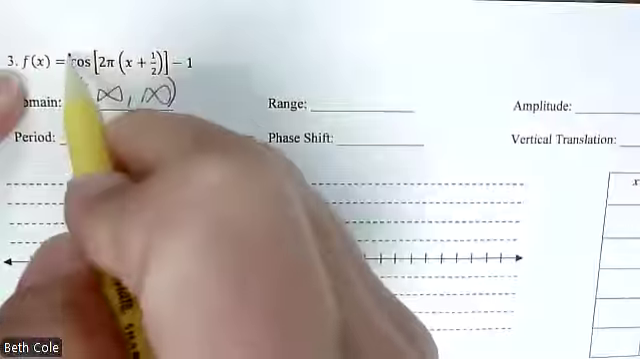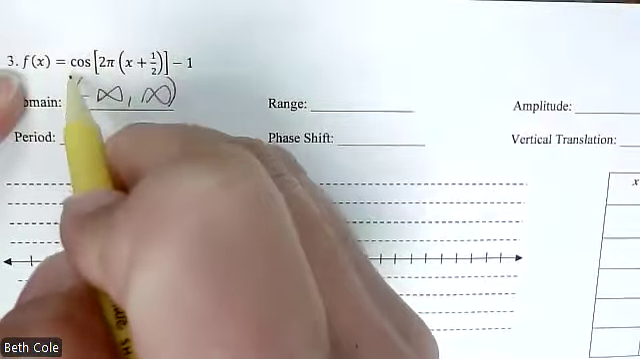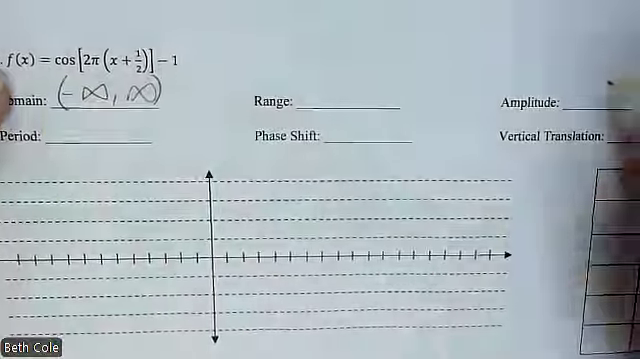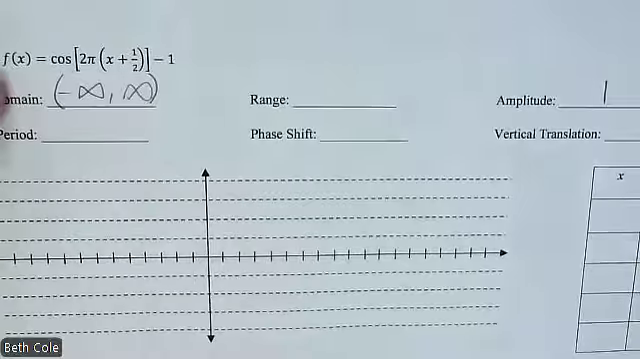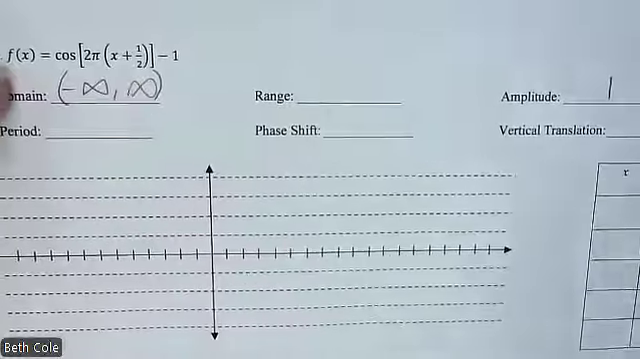Amplitude, what is in front of this right here? 1. Amplitude is not going to be none for sine or cosine. You have to have a number there.